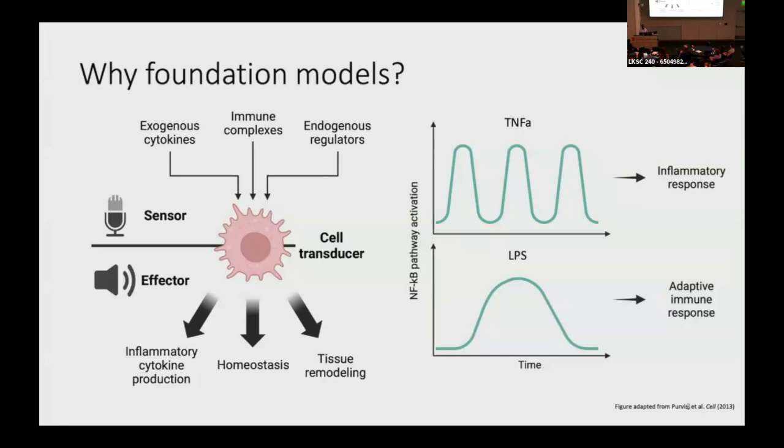And so it might decide, hey, based on what I've seen, I need to create more cytokines to rally the troops, or I need to push things more towards homeostasis, or I need to remodel the tissue environment to deal with some injury.